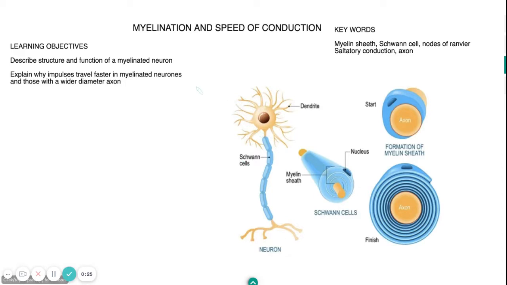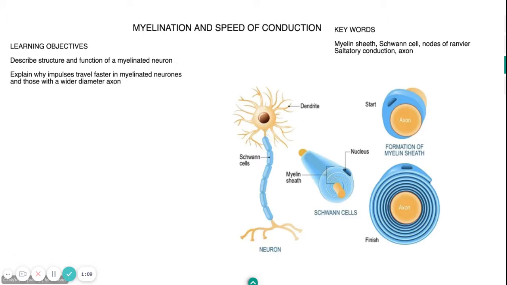So we need to be able to understand and explain how a myelinated neuron allows for a quicker speed of impulse, which is useful because that means you can respond to a stimulus quicker. So the quicker the impulse can travel down the neuron, the quicker you can respond. So keywords are myelin sheath, Schwann cell, nodes of Ranvier, saltatory conduction, and axon. So you need to be able to describe the structure and function of a myelinated neuron. So let's start there first.